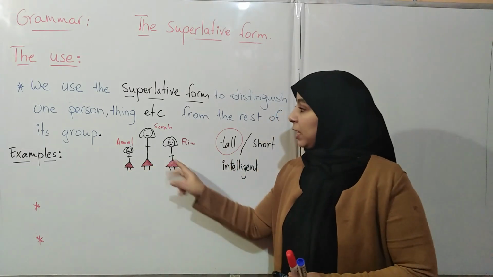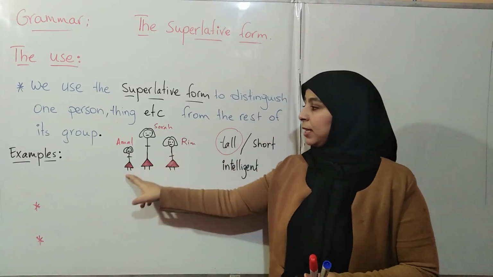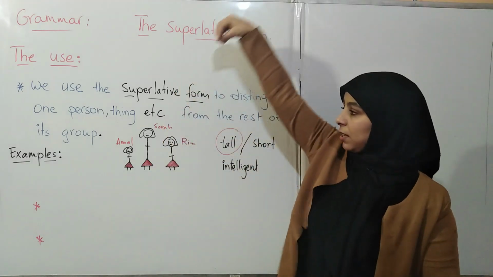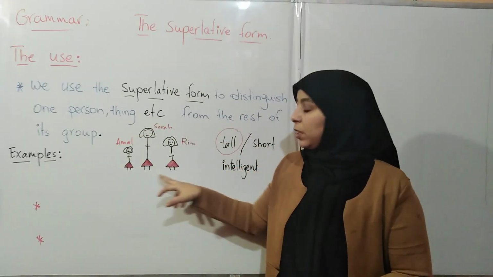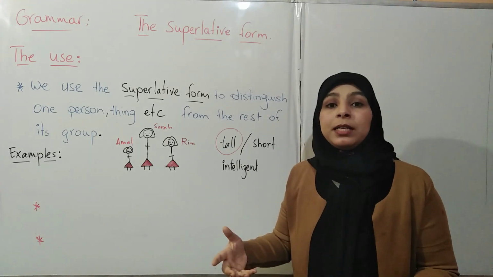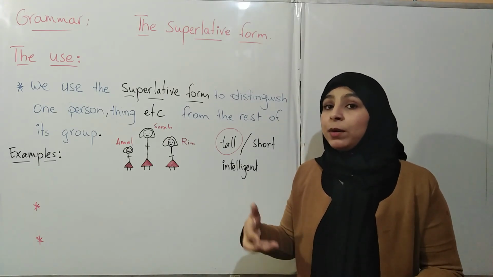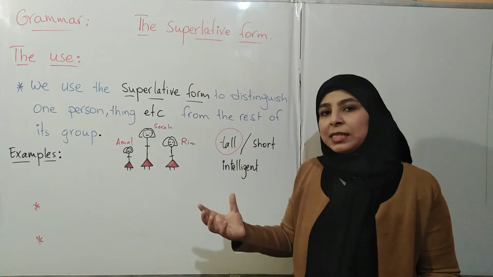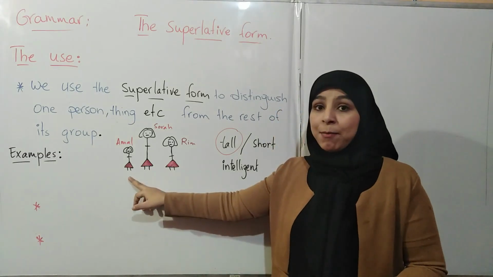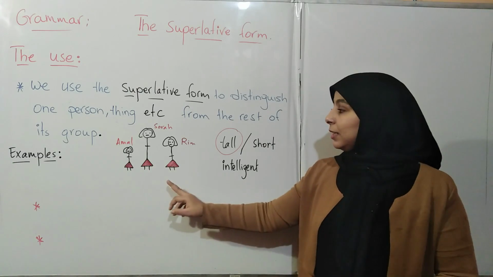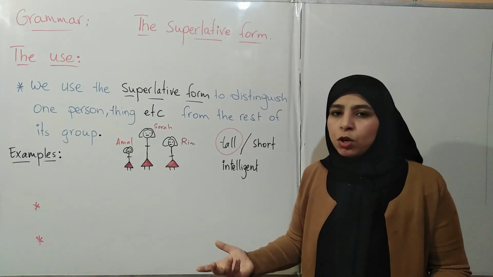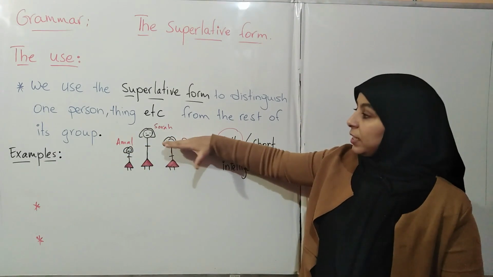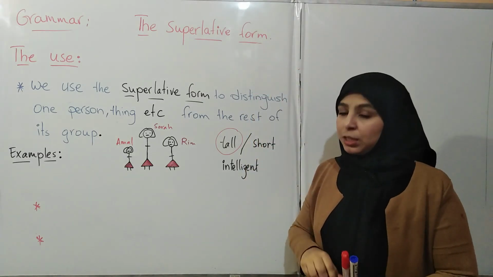Let's see here. Look at Sarah, look at Reem and Amal. Now, we wanted to distinguish Sarah from the group. What are we going to say? What are we going to use? Of course, if I ask you who's the tallest in this group, is it Amal? Is it Sarah? Is it Reem? Who is the tallest? Yes, it's good. You say, teacher, it's Sarah, look. Yes, Sarah is the tallest girl.